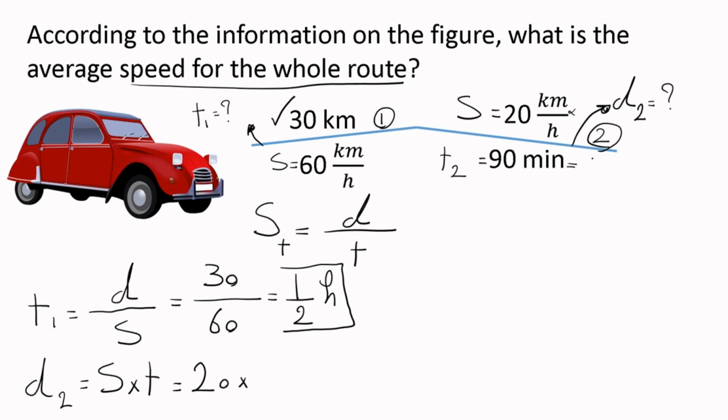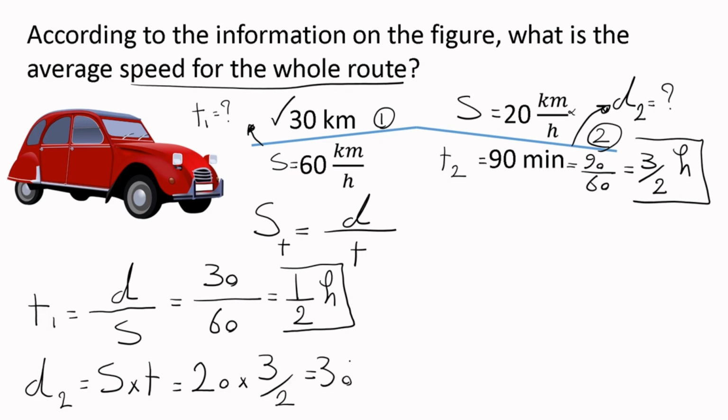How am I supposed to do that? By dividing this one by 60, because each hour is 60 minutes, and we are going to have 3 over 2 hours. Now I can replace the T. 20 multiplied by 3 over 2 will be equal to 30 kilometer now. So pay attention, units must be corresponding. I had told you in previous videos. This is one of the reasons that I told you to watch those videos first.